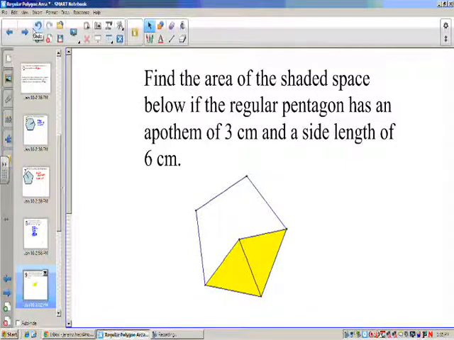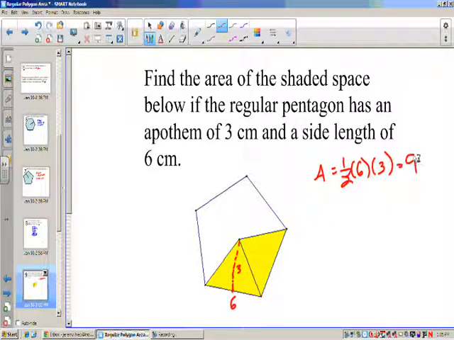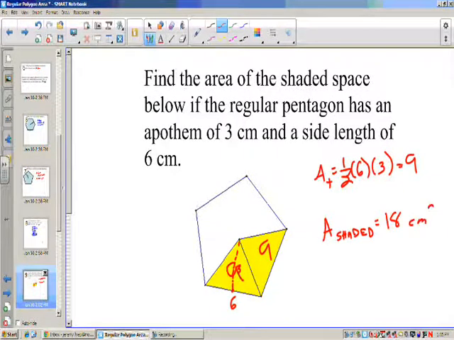Find the area of the shaded space below if the regular pentagon has an apothem of 3 and a side length of 6. So this is 3 and the side length is 6. So we could just find the area of this one section. 1/2 times 6 times 3, that would be 3 times 3, which is 9. So if this is going to be 9, that area is going to be 9. So the area of the shaded region is going to be 9 plus 9, which is 18 centimeters cubed or squared.